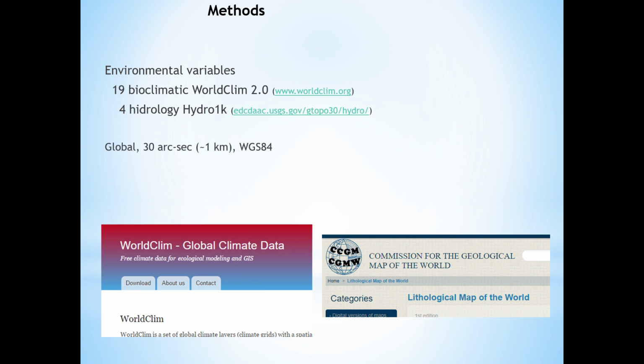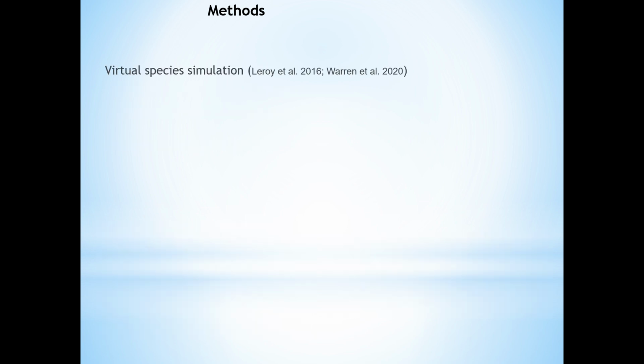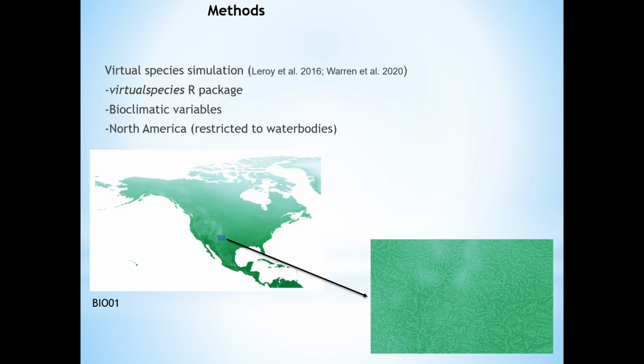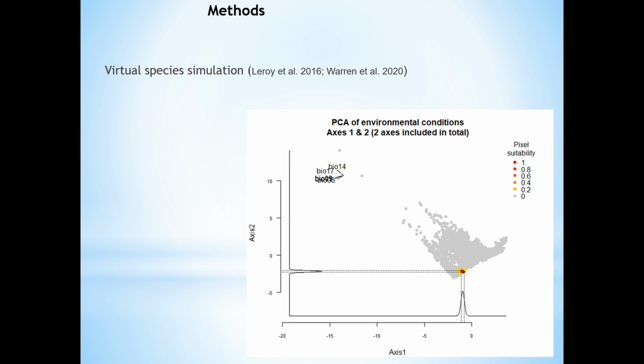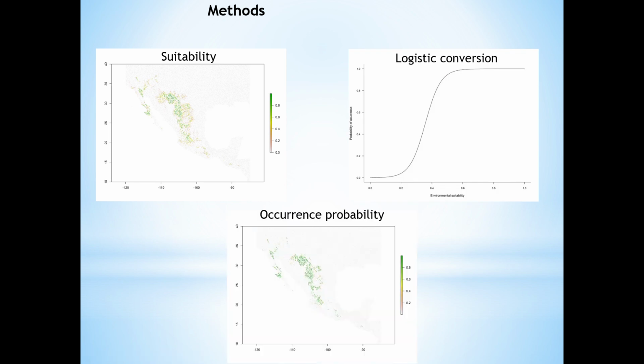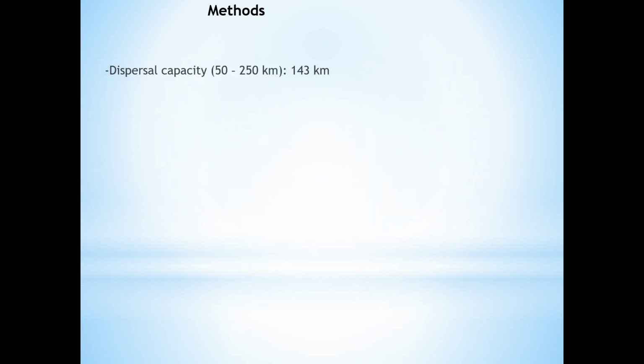Virtual species were simulated using only bioclimatic variables in North America, restricted to freshwater regions, as shown here. For this, 5 variables were selected at random to define the species niche using the two principal components of the environmental space, as is shown here. This niche was then projected across the study area to define the environmental suitability, which was then converted to an occurrence probability using a logistic function.